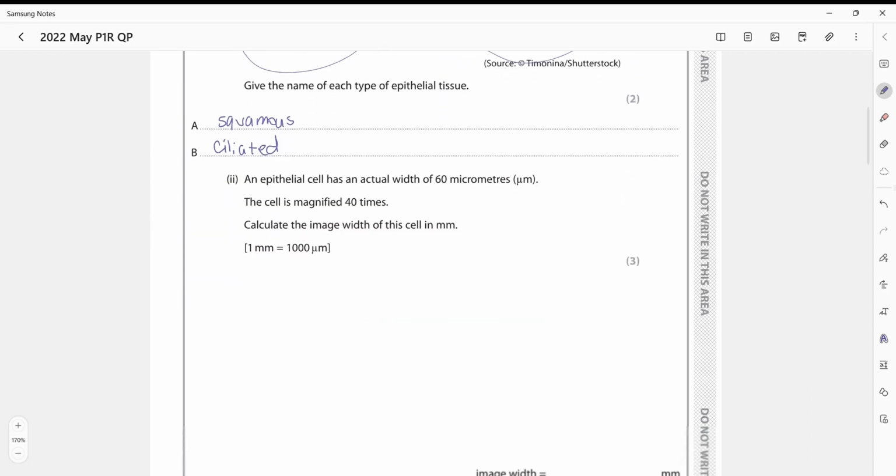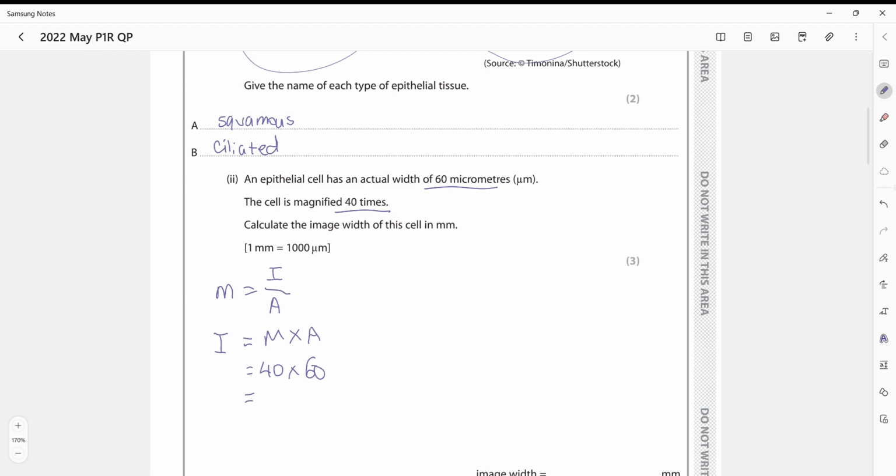Let's move on to part B. An epithelial cell has an actual width of 60 micrometers. The cell is magnified 40 times. Calculate the image width of the cell in millimeters. Equation for magnification is magnification equals image size over actual size. So let's rearrange the equation so that the image size is the subject of this equation. So that'll be magnification times actual size. So the magnification here is 40 and the actual size is 60.